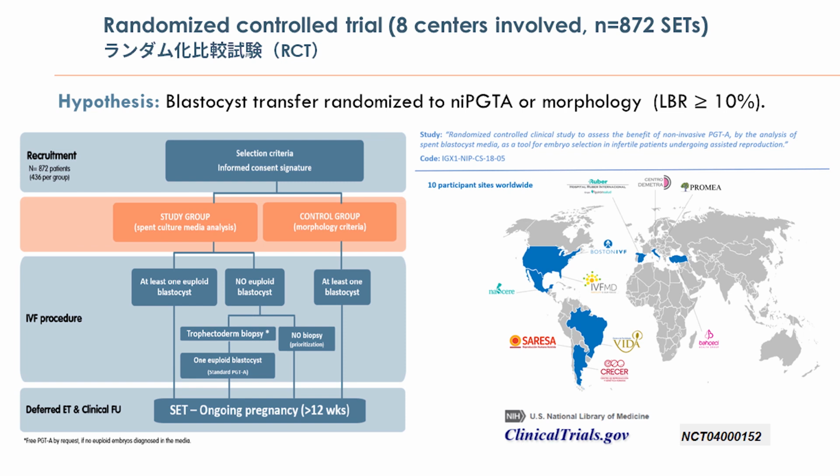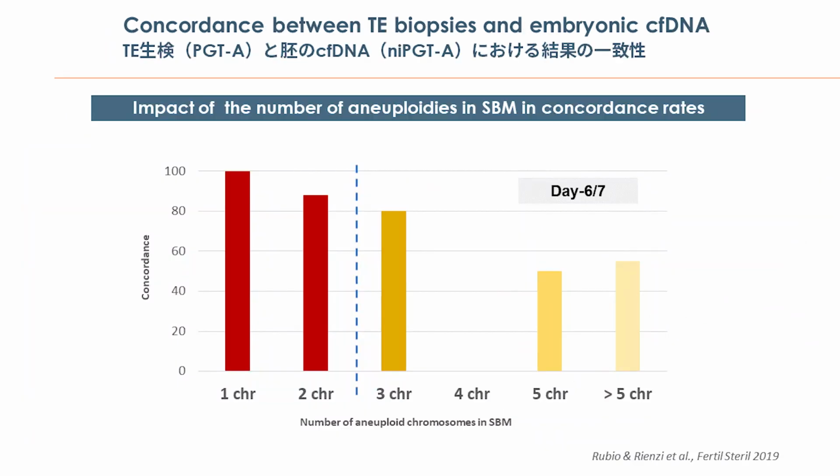And we are going to transfer the embryos in the study group according to a classification that we can do with the knowledge we have gained with the 1,000 embryos analyzed. For example, this is just an example. We know that in the media, if we observe an abnormality for only one chromosome, then the results are 100% concordant with the trophectoderm. If we have two chromosomes, they are 85% concordant. If we have many chromosomes abnormal, the concordance rate decreases.